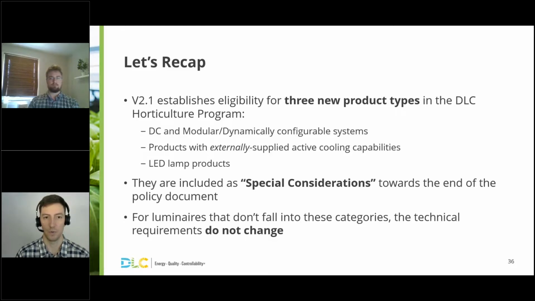And so if you're looking for these in the policy document, they're included down towards the end of the policy document as special considerations. All the technical requirements that still must be met for most of them are up top. And it's also important to note, and I know Casey covered this, but it's worth saying again, that for luminaires that don't fall into these categories, the technical requirements don't change. They still meet those version 2 requirements. 2.1 is typical of what we call a minor update with a point revision. So instead of a whole number, this is just 2.1. The technical requirements don't change. We're only adding to the program and adding to the products that are eligible at this time.